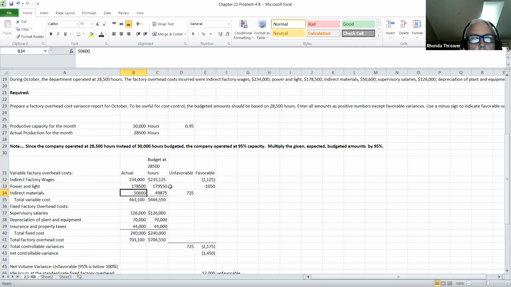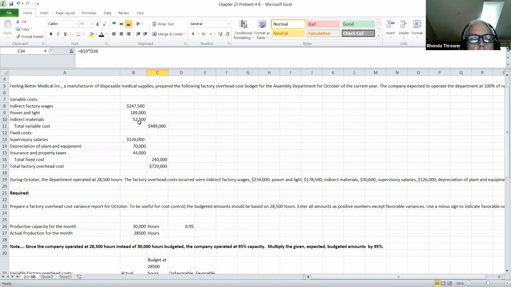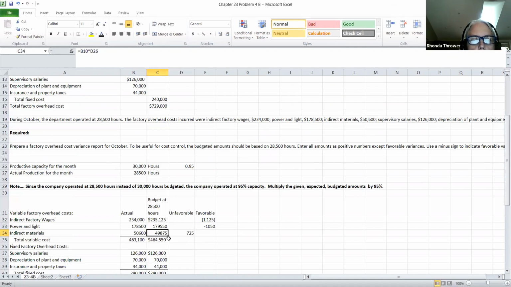The indirect materials, the actual amount of indirect materials was given right here. I just plugged it in. And then you have to determine the budgeted amount for indirect materials at 28,500 hours. What I did is I took the budgeted amount at 100% for indirect materials and multiplied that by 95%, and that will give you the 49,875. This time my actual amount is more than my budgeted amount, so I have an unfavorable variance as the difference there. And then they just added up their variable cost.